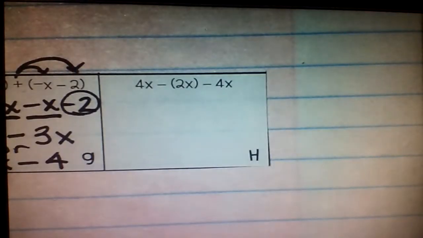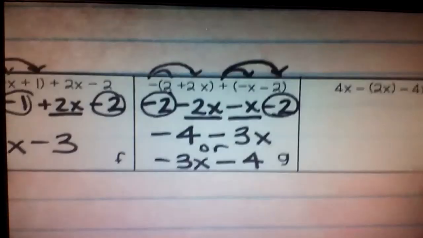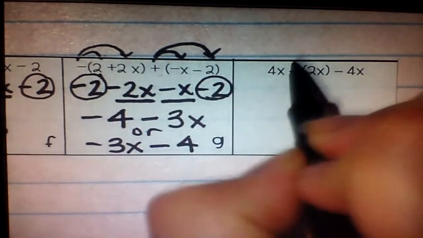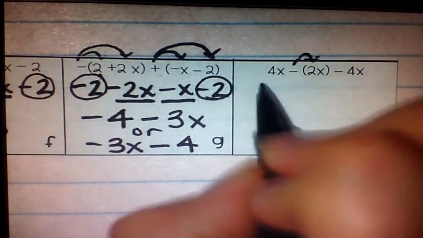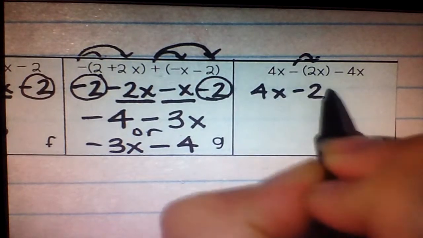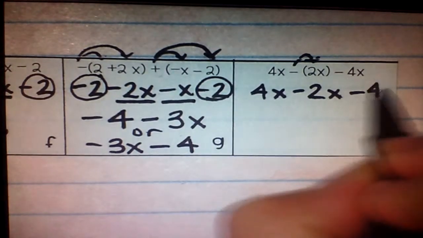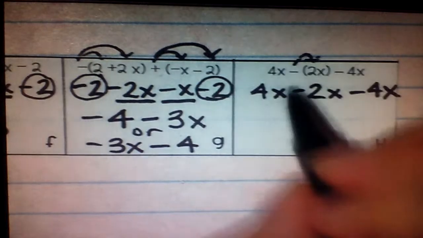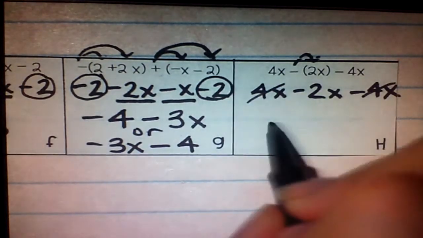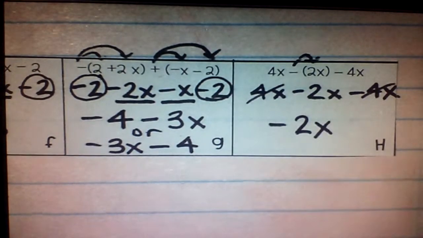What's the only thing that needs to be distributed here? Yes. That negative in front of the 2x. So my 2x then becomes negative. So 4x minus 2x minus 4x. These 4x's cancel. So yes, I'm left with negative 2x.